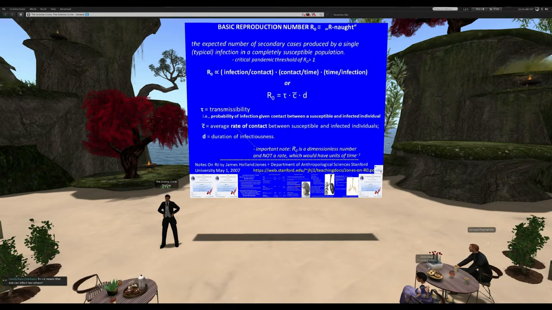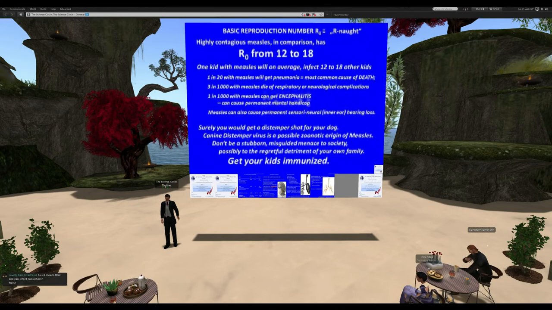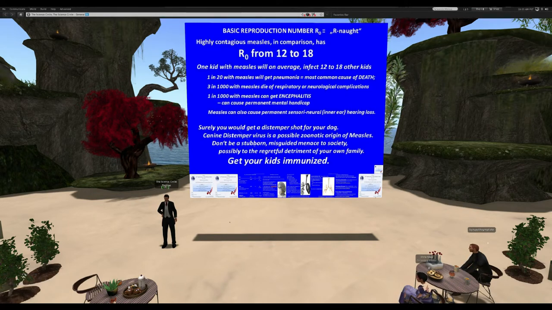So it's a number of secondary cases one infection would on average create, and it assumes kind of free mingling in a group. Yeah, R0 of 2 would suggest like one person's going to infect two people. Now let's look at measles. How bad is measles? R0 12 to 18. So just a little side take-home point. One child with measles on average will infect 12 to 18 other children.